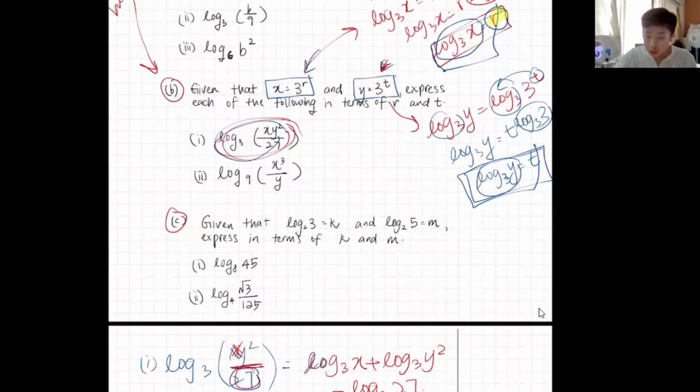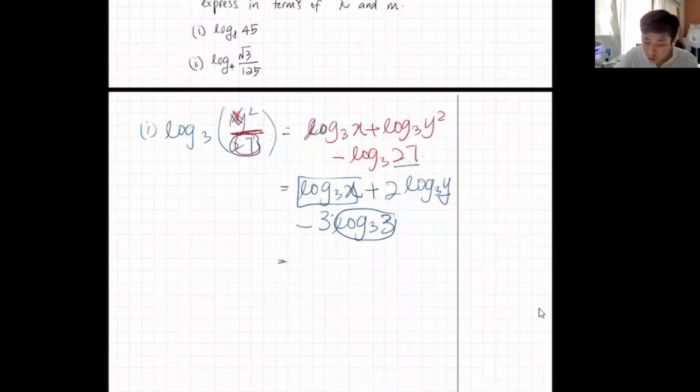R here. And log base 3 y is t. So if I have log base 3 x and log base 3 y, I can substitute with r and t, which I have in this case because I've broken them down into simpler steps. So log base 3 x is r plus 2 log base 3 y is t. Then I minus 3 times 1, because log base 3 of 3 is actually 1. Okay, so I have r plus 2t minus 3.